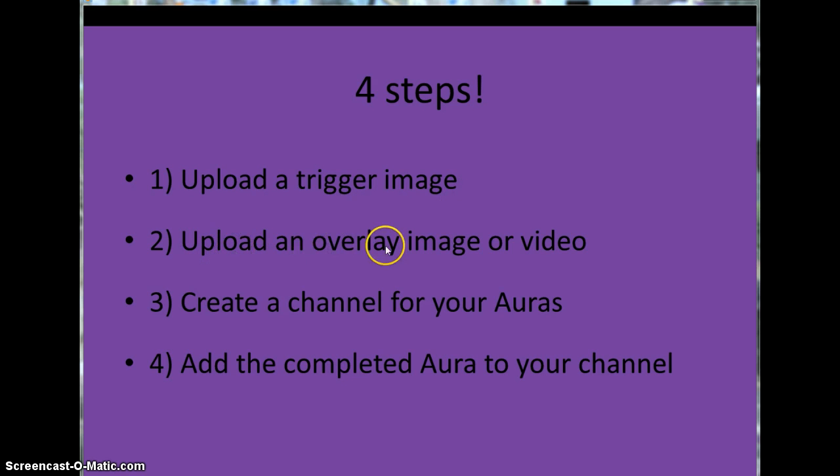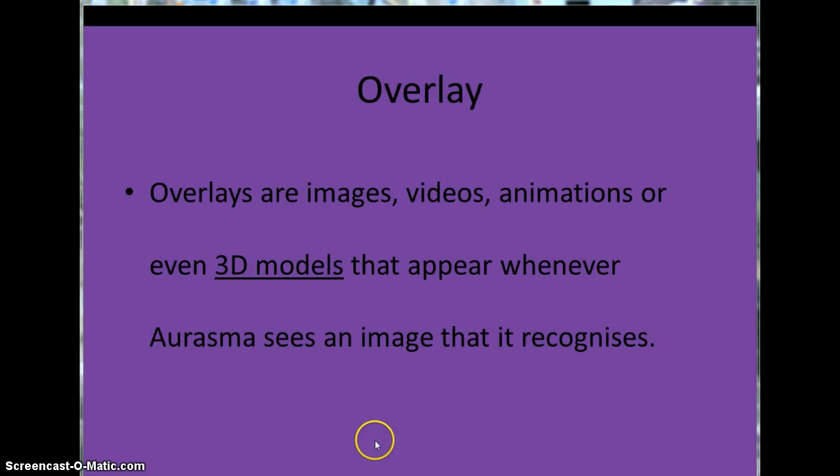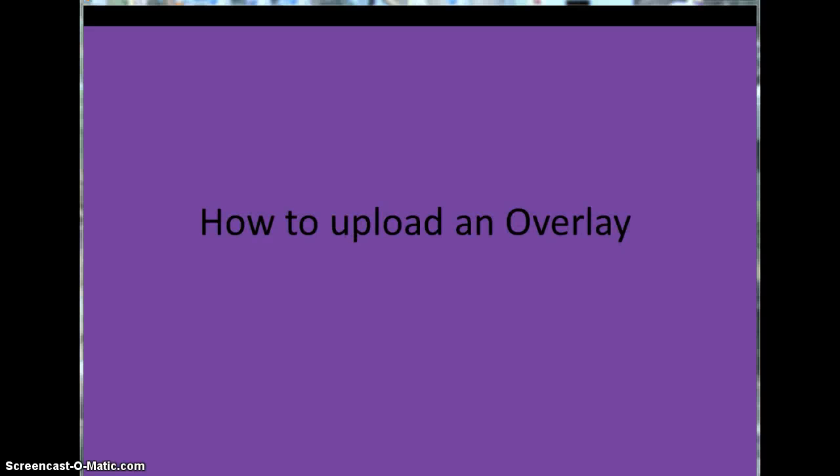The next step is to upload the overlay image or the video which will be triggered off when you view the image through the Aurasma screen. An overlay is actually an image or a video or animation or even 3D models that will appear whenever you look through the Aurasma screen, and the screen will recognize that particular trigger image that you've just uploaded. Now, how to upload an overlay? So let's take a look at this particular aspect.